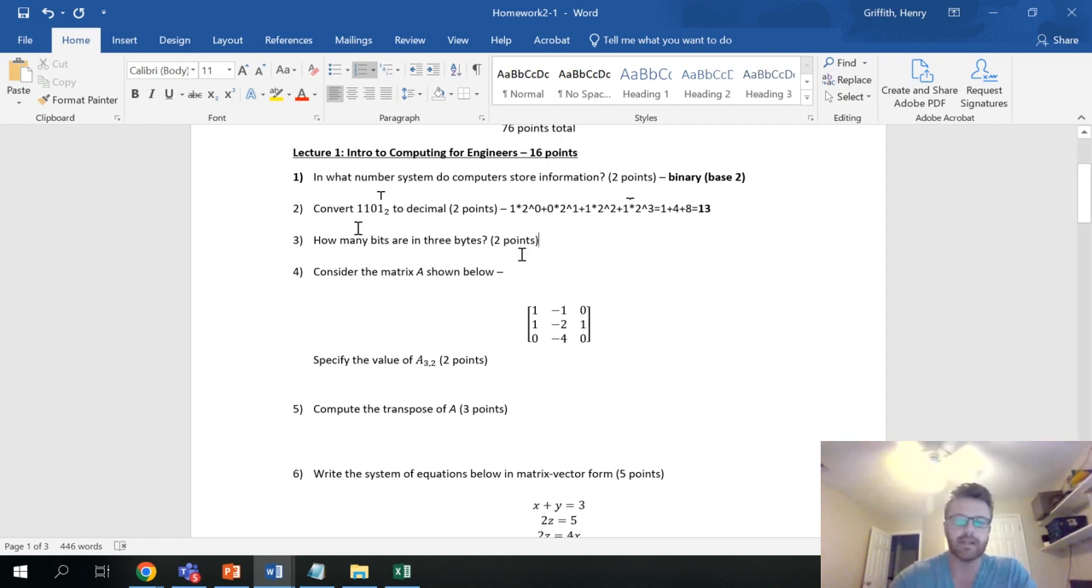How many bits are in 3 bytes? Well, the key conversion factor that you need here, well, before we go there, in binary numbers, a single digit is a bit. A byte is a collection of 8 bits. So we need to know that 8 bits is 1 byte. So if you just solve or scale that ratio, using whatever technique you want, if you have 3 bytes, then you're going to have 24 bits.